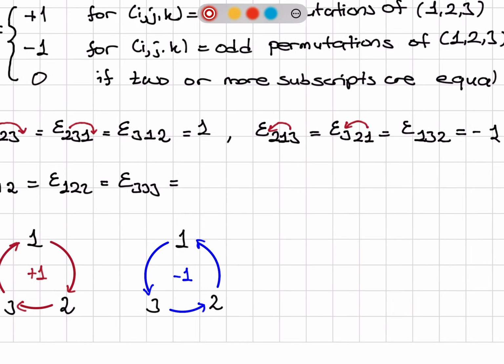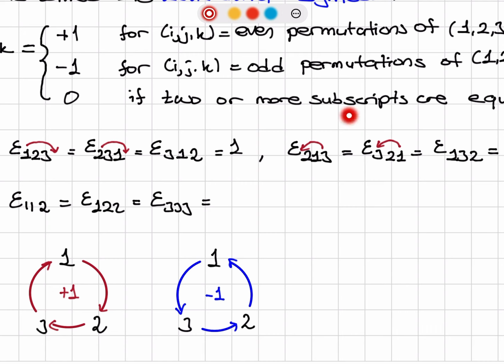This can be seen easily using these cyclic permutations. If I go in the counterclockwise direction, 1, 3, 2, 3, 2, 1, and 2, 1, 3, epsilon values are minus 1. And 1, 2, 3, 2, 3, 1, and 3, 1, 2 are plus 1. But whenever two or more of these subscripts are equal, it's going to be equal to 0. So that's how I use the Levi-Civita symbol.